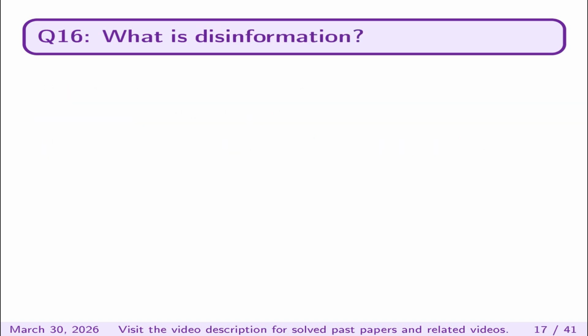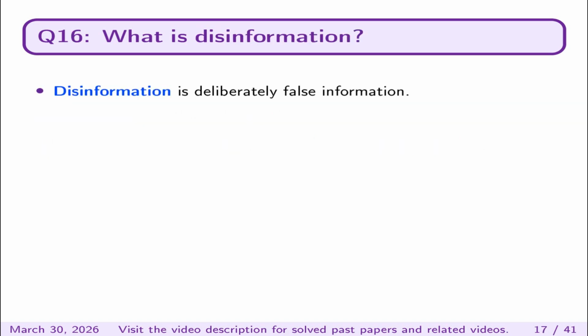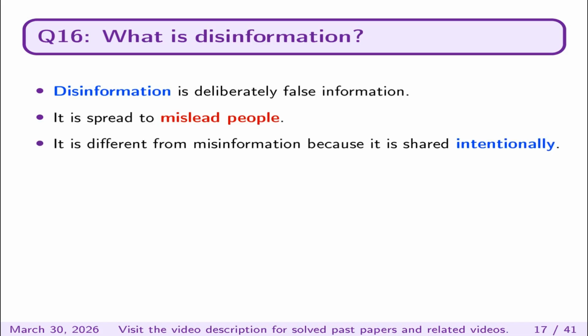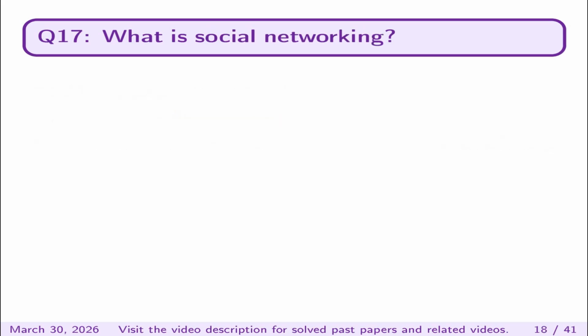What is disinformation? Disinformation is deliberately false information. It is spread to mislead people. It is different from misinformation because it is shared intentionally.